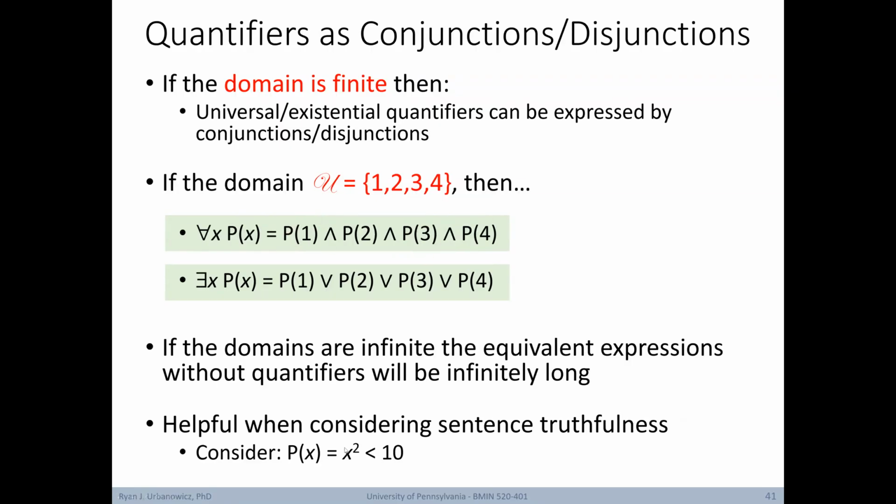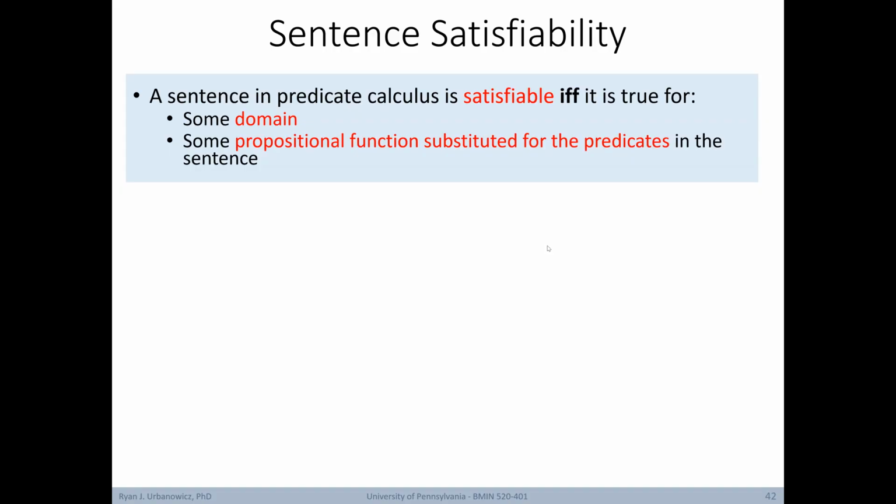For x of 1, our formula would be 1 is less than 10, which is true, so this value is true. 2 to the power of 2 is 4, so this is also true. 3 to the power of 2 is 9, so this is also true. And lastly, 4 to the power of 2 is 16, which is not less than 10, making this false. This entire expression would then resolve to false, because they're not all true. However, if the domain was 1 through 3, we intuitively know that this would resolve to true, because 1 through 3 each become true. Now let's formally define sentence satisfiability for first-order logic.